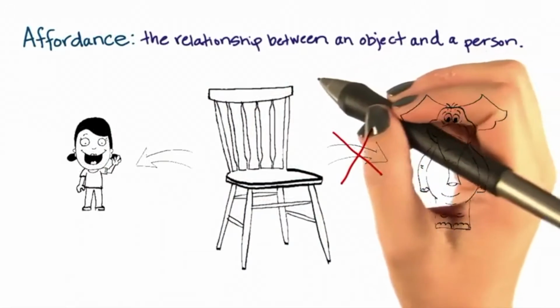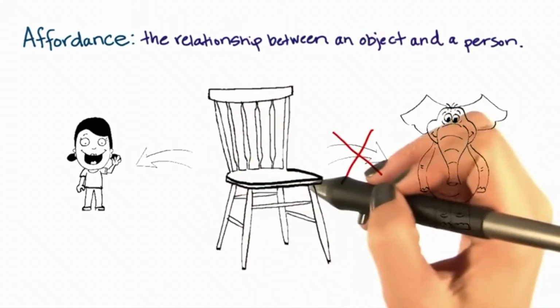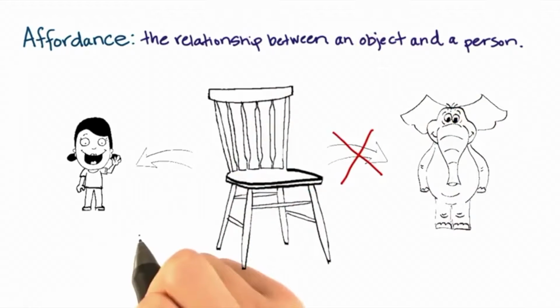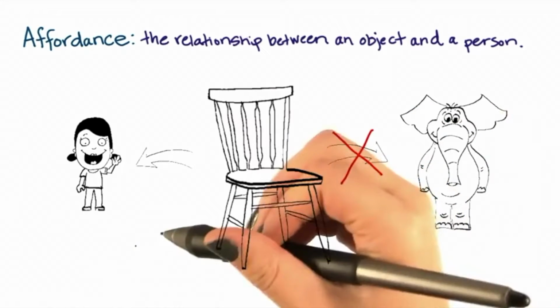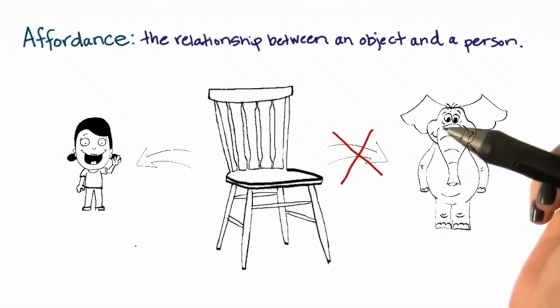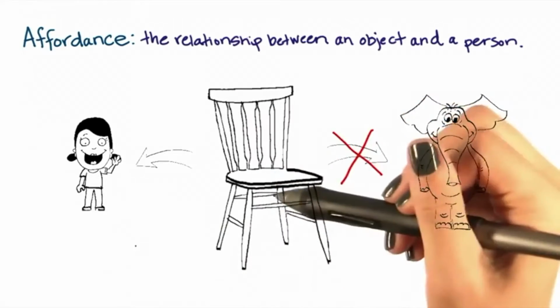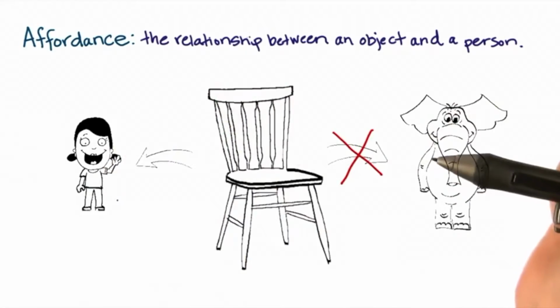An affordance is the relationship between an object, such as a chair, and a person. Affordances enable a particular kind of interaction between people and objects. And the presence of an affordance is jointly determined by the properties of the object and the abilities of the person who is interacting with the object.